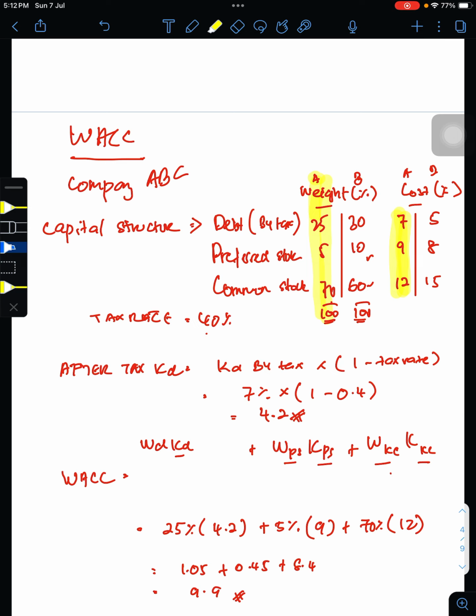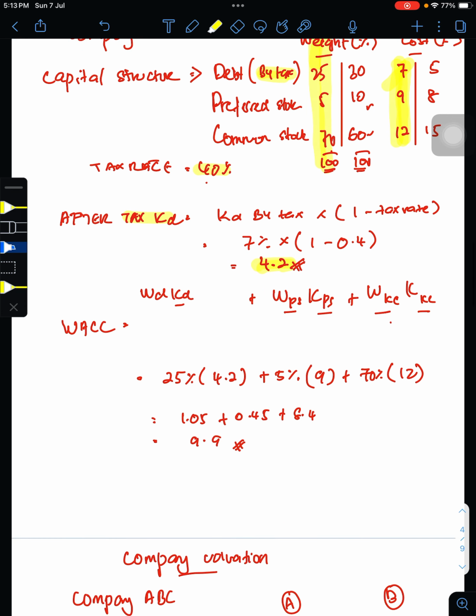Here the cost of debt is given at 7%. Remember, this is given before tax, so you must calculate the cost of debt after tax. Preference stock is given at 9%, common stock is given at 12%, and the tax rate is given at 40%. So we calculate the after tax cost of debt. We know the before tax is 7%, multiplied by 1 minus the tax rate. The tax rate, as I mentioned, is 40%, so 1 minus 0.4. You should get 7% multiplied by 0.6, which gives 4.2%.